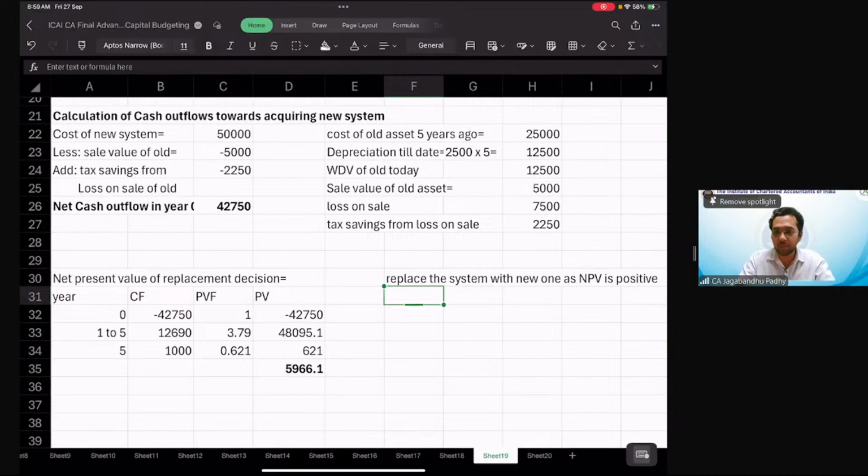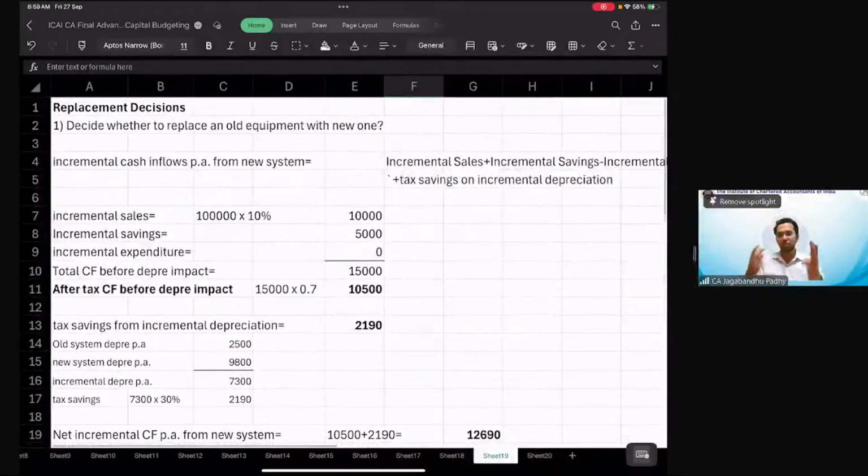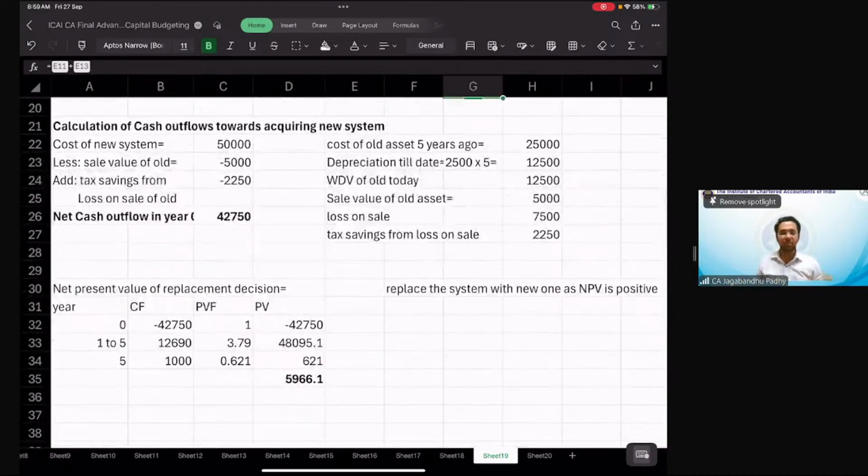Okay, are we good, guys? So for replacement, a two-stage answer has to be given. The first thing is you need to first calculate the incremental cash flows, which will be incremental sales plus incremental saving minus incremental expenditure, make it post-tax, add the tax savings due to the incremental depreciation. That becomes your incremental cash flow per annum from the new system. Then simply calculate the NPV.